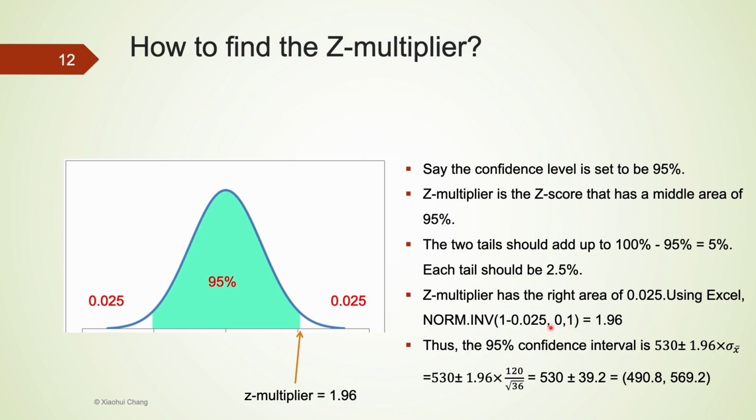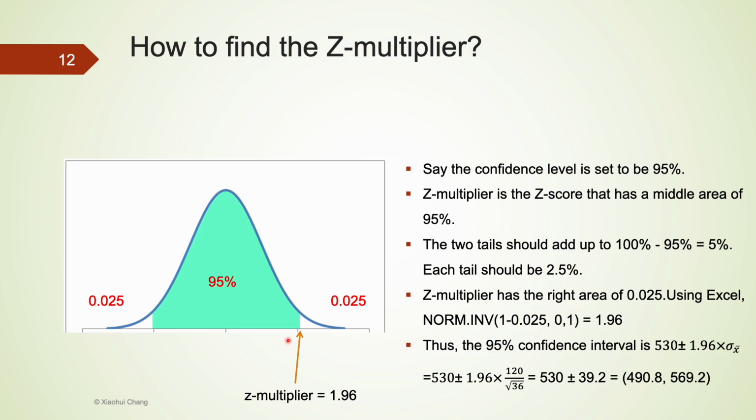We input these two values using Excel NORM.INV. Using it, we were able to find that the z-score should be 1.96. That also means the z-multiplier is 1.96. You shouldn't be too surprised because we know from the empirical rule that 95% of the observations are within 2 standard deviations from the mean, and 1.96 is indeed very close to 2.